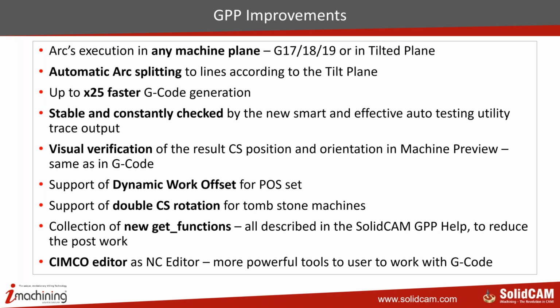Of course, what I showed in machine preview is a visual verification of the resulting coordinate system. It helps a lot to understand what G-code you're going to get, to make the setup on the machine, and to understand what you expect to see in machine movements or on the machine screen. Today we added support of dynamic offset for the post set. People dealing with table machines know what I'm talking about. In previous versions, the post set for table machines didn't support dynamic work offsetting. Today it does.